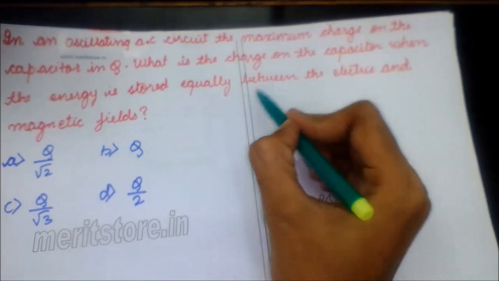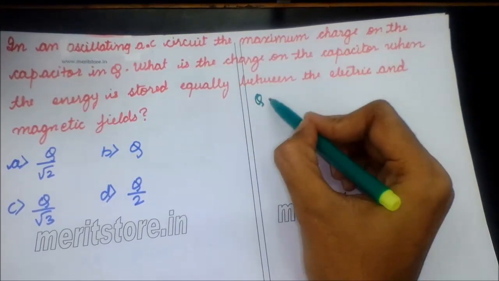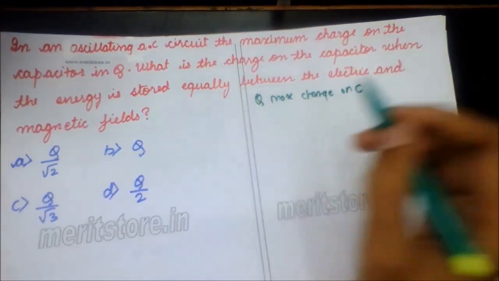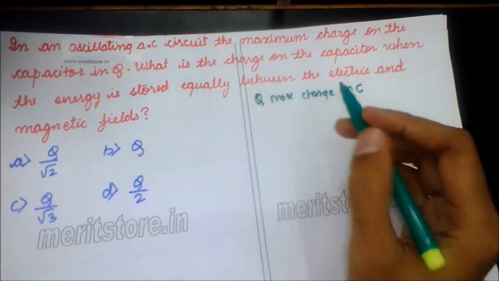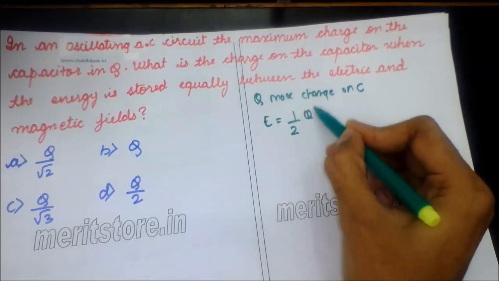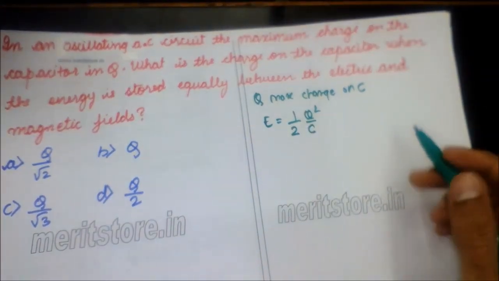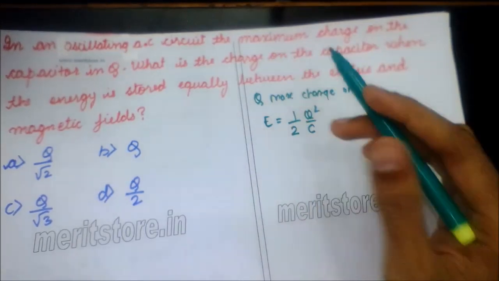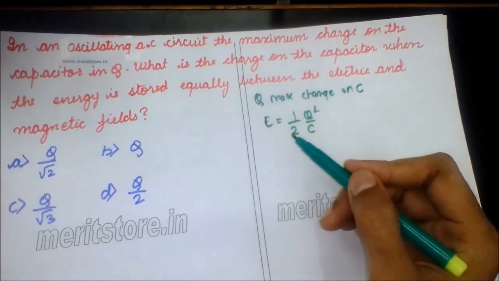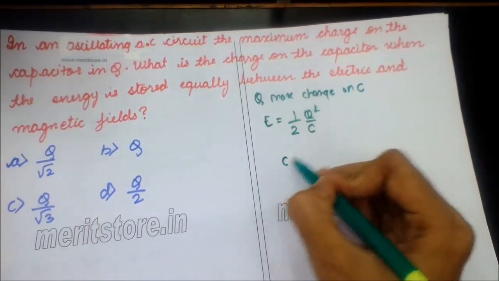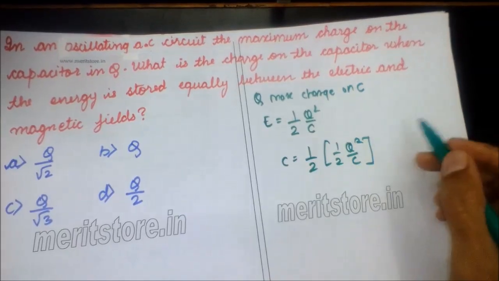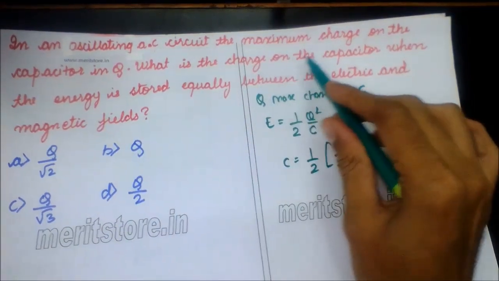So here we have this capital Q to be the maximum charge on the capacitor C. Okay, and the maximum energy of this capacitor will be half of Q square upon C. So when it is equally shared, we have this condition that it is equally shared between the electric and the magnetic field. So the energy which is stored in the capacitor will be half of its total energy, so that is half Q square upon C. Okay, so what will be the charge on the capacitor?